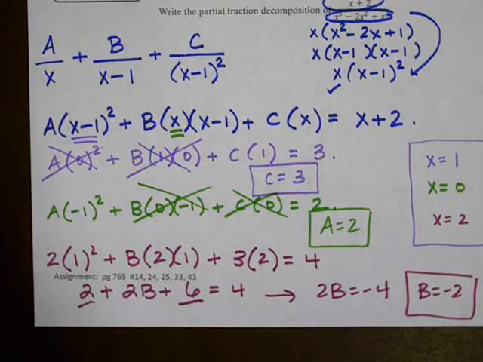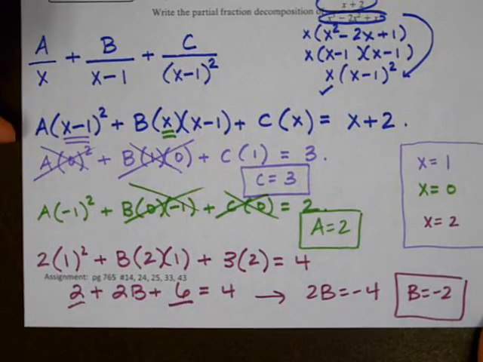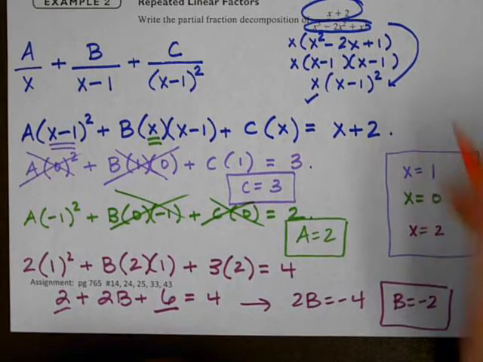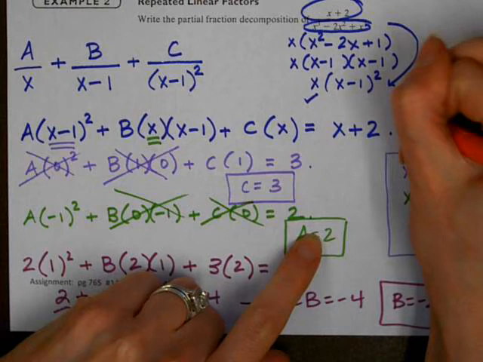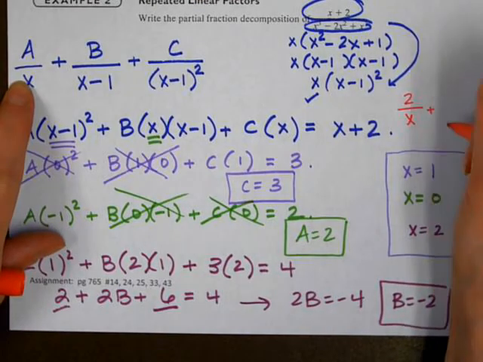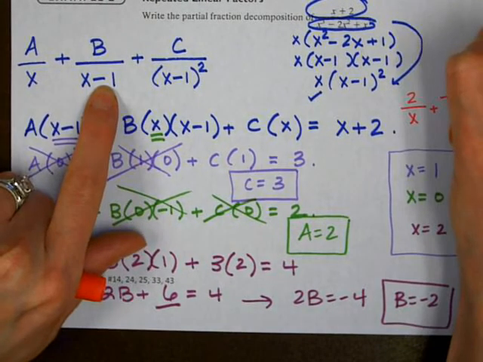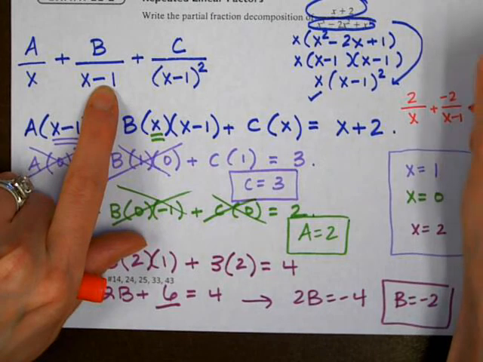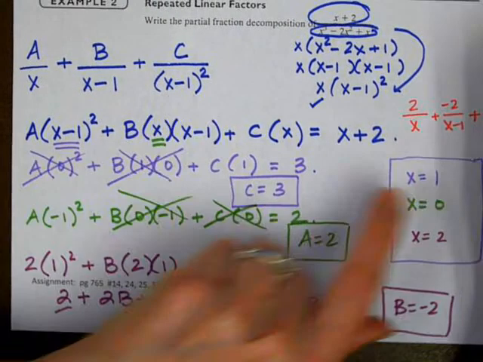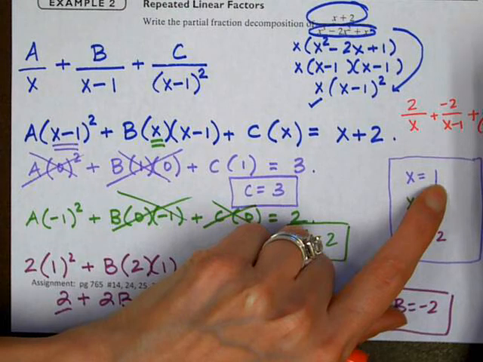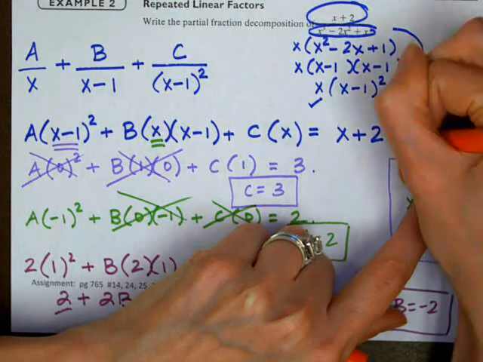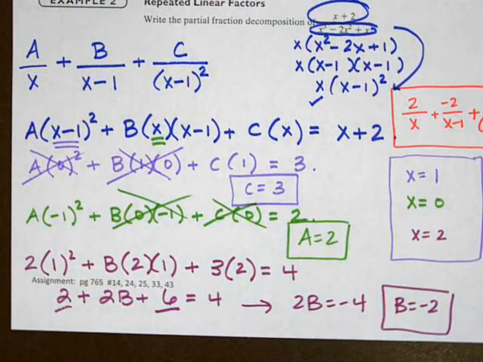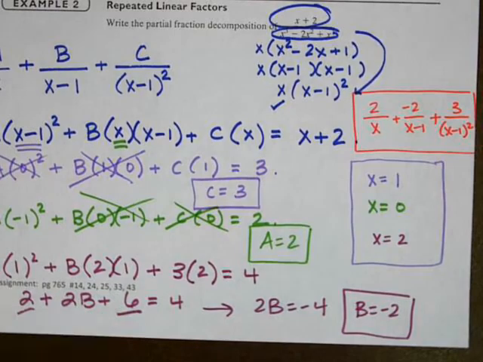And then final answer, I'm out of room. If you write all the fractions with them plugged in, it's going to be 2 over x plus negative 2 over x minus 1 plus 3 over x minus 1 squared. That's your final answer. Oh, you can't see that. There you go. All right, that's partial fraction decomposition.